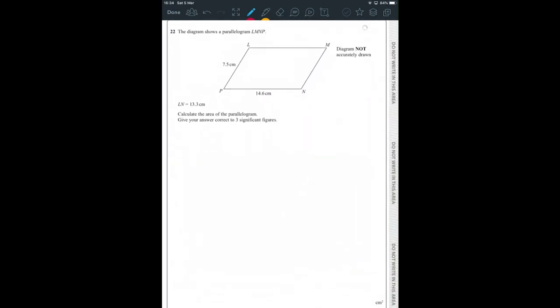We have a diagram of a parallelogram. We want the area of such. We've been told an extra length, which isn't on the picture, so I'm going to draw that in. That is a 13.3. Well, to find the area of a parallelogram, we've already kind of got the hint here. You can find the area of each of its two triangles, and those two triangles will be identical. But to find the area of a triangle without a right angle, we need to use half ab sine C, so we need an angle.